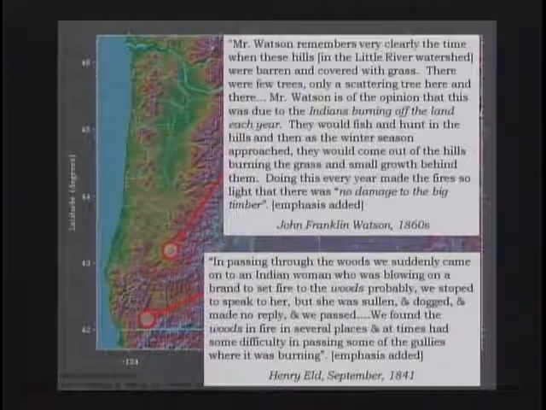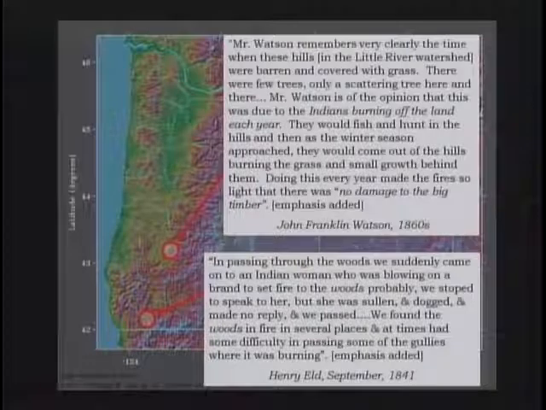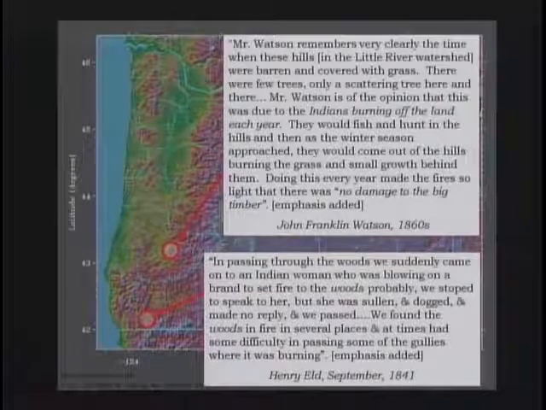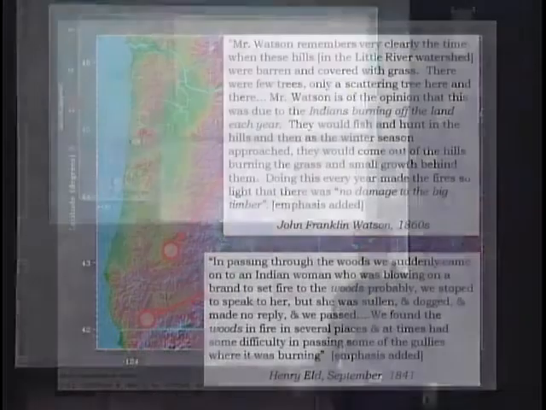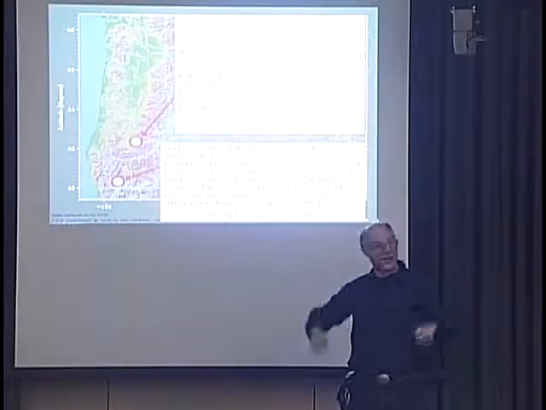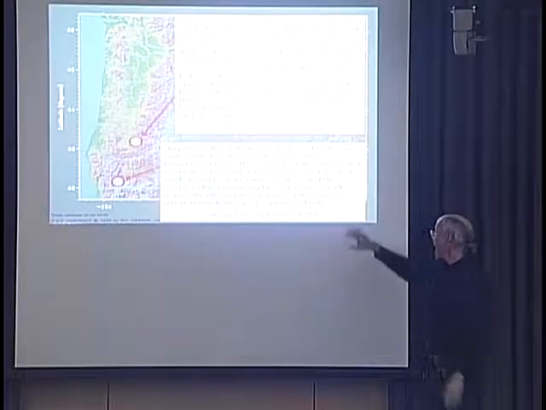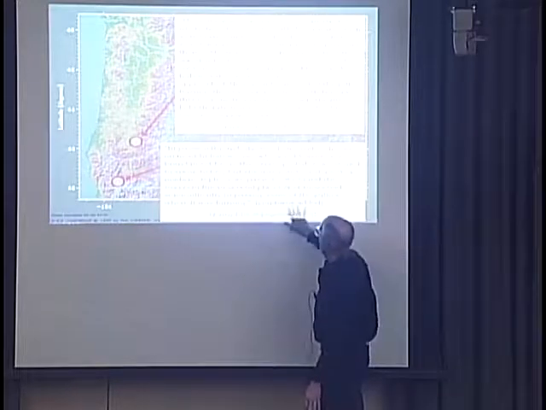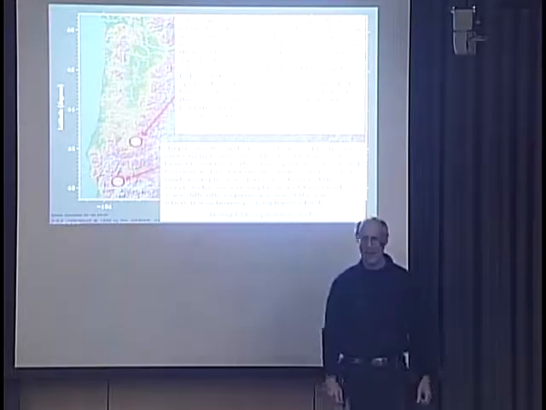And if you look here, the Eld expedition, the guy who was doing those sketches that I showed you a minute ago, talks about coming across a woman who was blowing on a brand to set fire to the woods, probably. And she was sullen and dogged and made no response. And who would, with a bunch of mounted white guys? She's going to just walk away. What was she doing? Cleaning up, right? Running the fire stick at the end of the season, getting in preparation for heading back down again. And they had, the woods were on fire in several places, and we had some difficulty in passing.